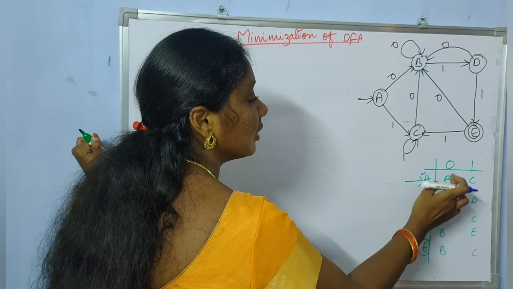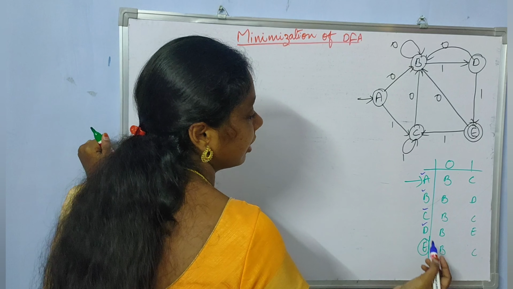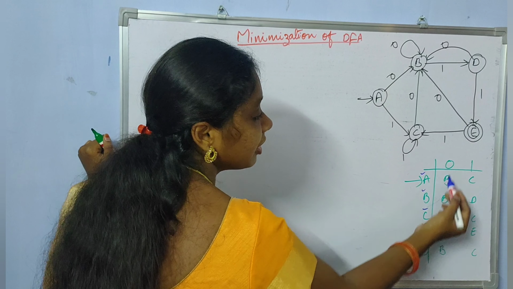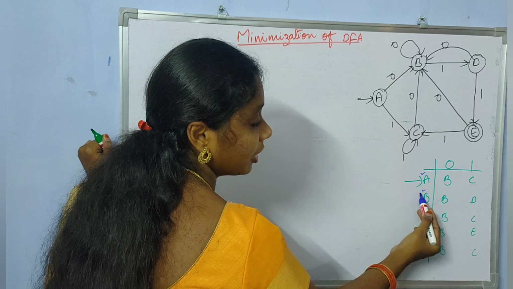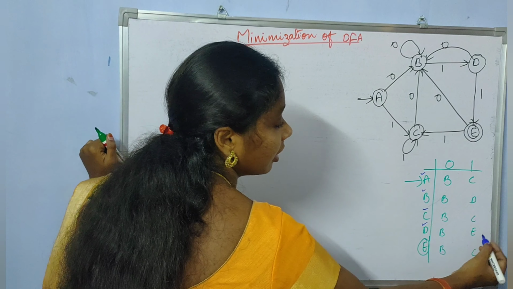Now let's consider C. From C with input 0 it goes to B, which is already marked, and from C with input 1 it goes to C, which is already marked. Let's consider D. D with input 0 goes to B, which is already marked, and D with input 1 goes to E, so let's mark E as a reachable state. Again no need to consider E, because all the states are marked as reachable states. There are no non-reachable states here, so no need to remove any rows of the transition table.